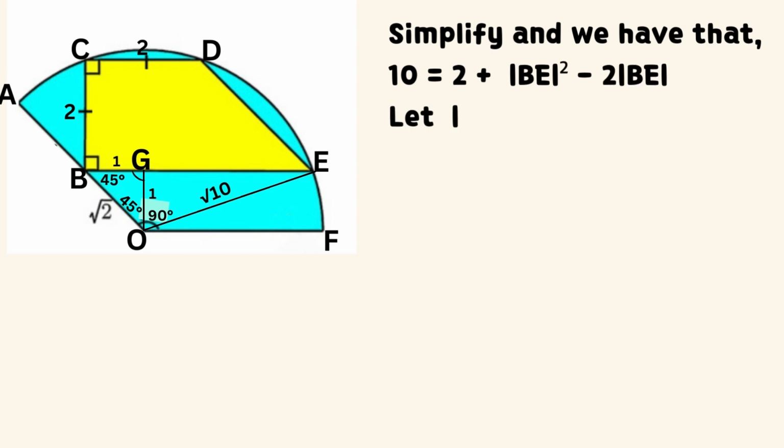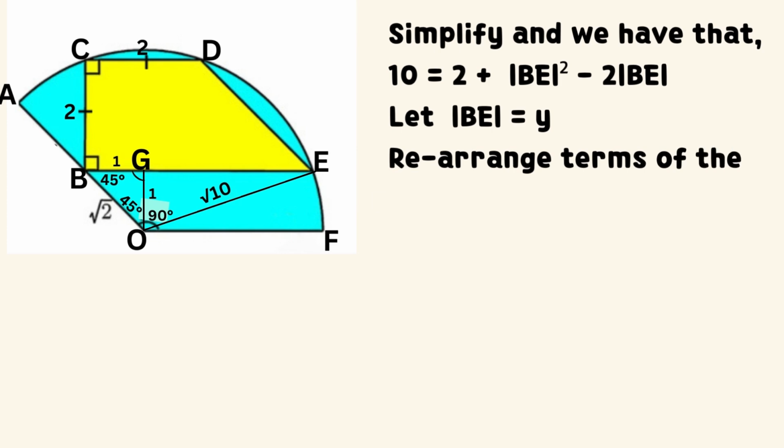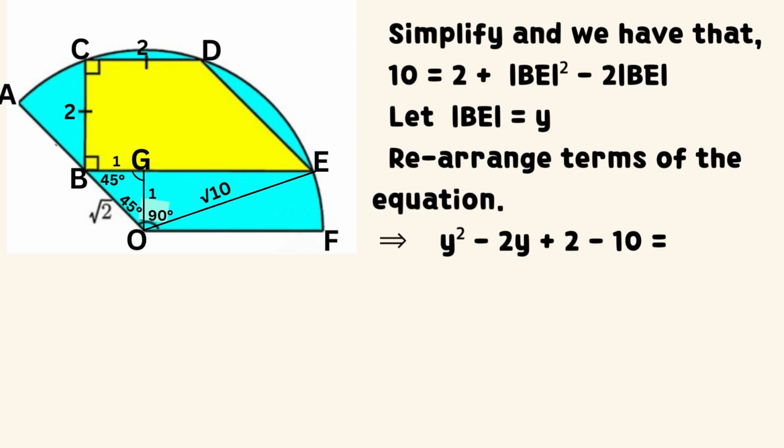Simplify. Take the square of the square root of 10 and of the square root of 2. We have that 10 equals the sum of 2 and the square of line BE, minus the product of 2 and line BE. Let line BE equal y. Rearrange terms of the equation. It implies that y squared minus 2y plus 2 minus 10 equals 0. Simplify and we have a new equation as shown on the screen.